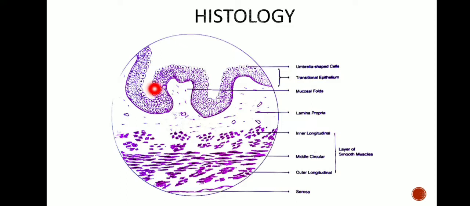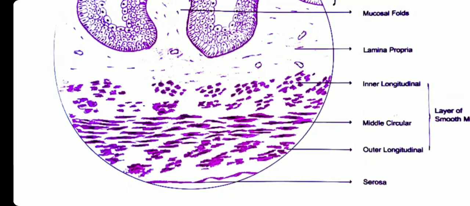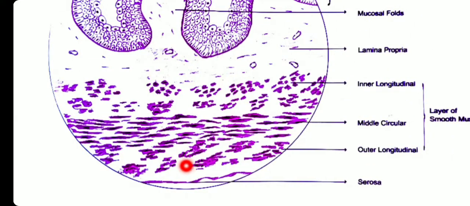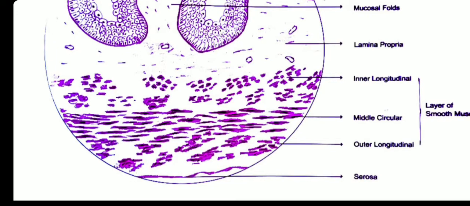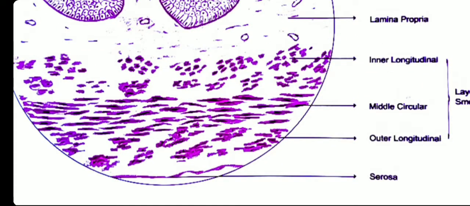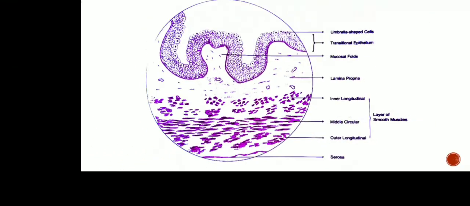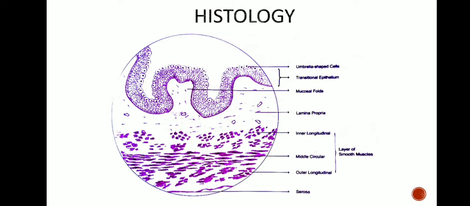The muscular layers are the inner longitudinal, the middle circular, and the outer longitudinal layers. As you can see in the picture, this is the outer longitudinal layer, and the lowermost is the adventitial or serosal layer, which is a fibroelastic tissue.